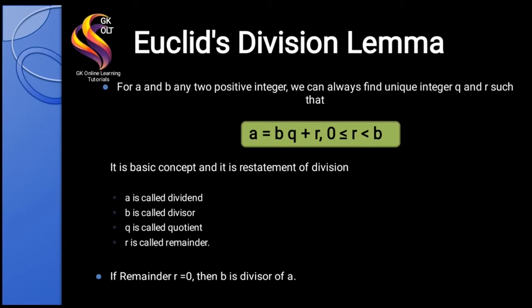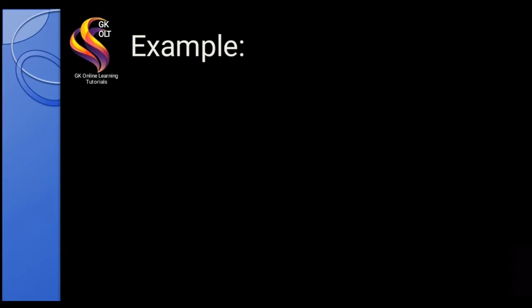So with respect to this theorem and this equation, let us solve some problems in order to find the HCF, the highest common factor. Let us start with the first example. Find the HCF of 4052 and 12576.